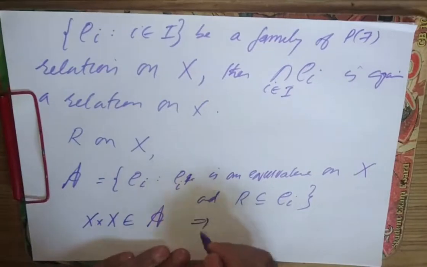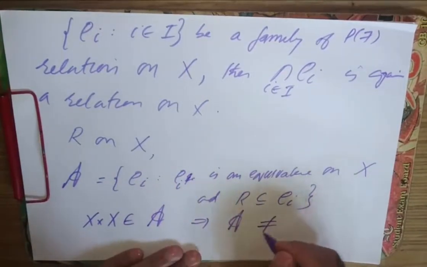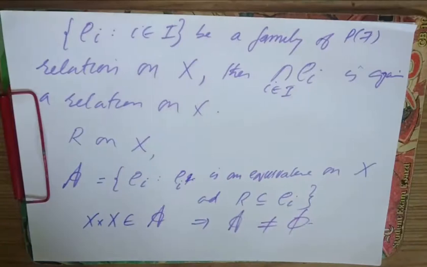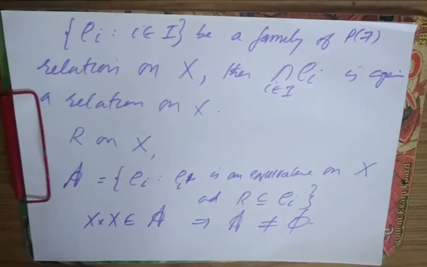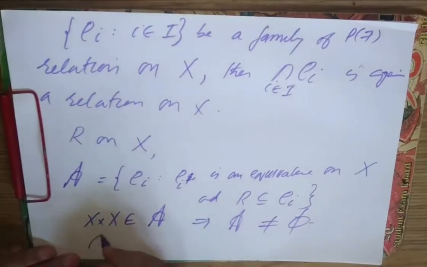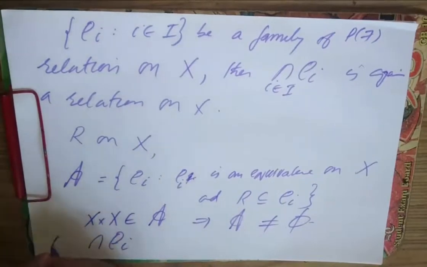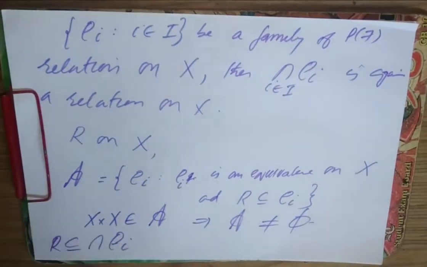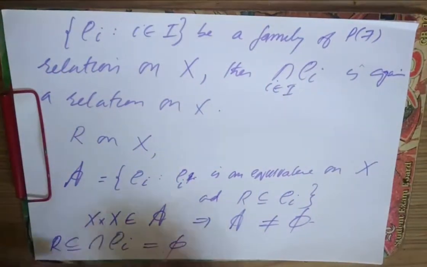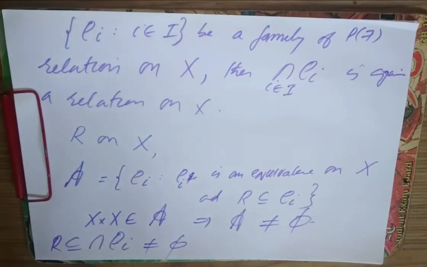So that means this cursive A is non-empty. So it's a non-empty class of equivalence relations on X. So I can find the intersection then. Then what's the intersection ρ_i? It is also an equivalence relation and it also contains R. And this is non-empty because it contains R at least. And this is an equivalence relation, because the intersection of equivalence relations is again an equivalence relation.